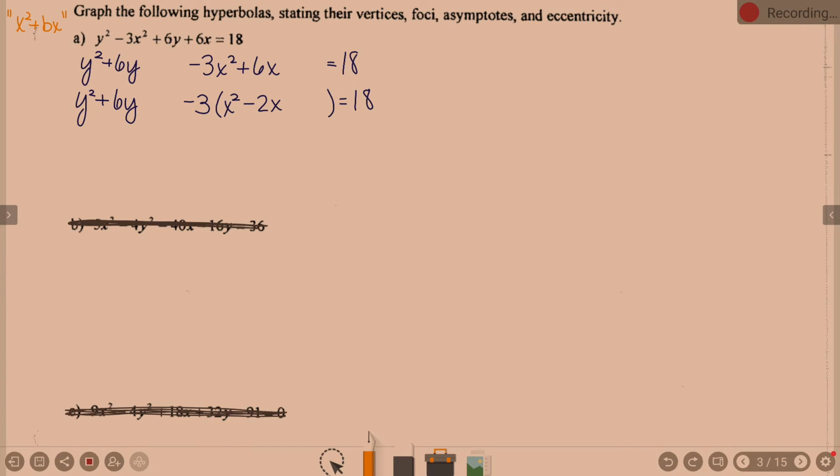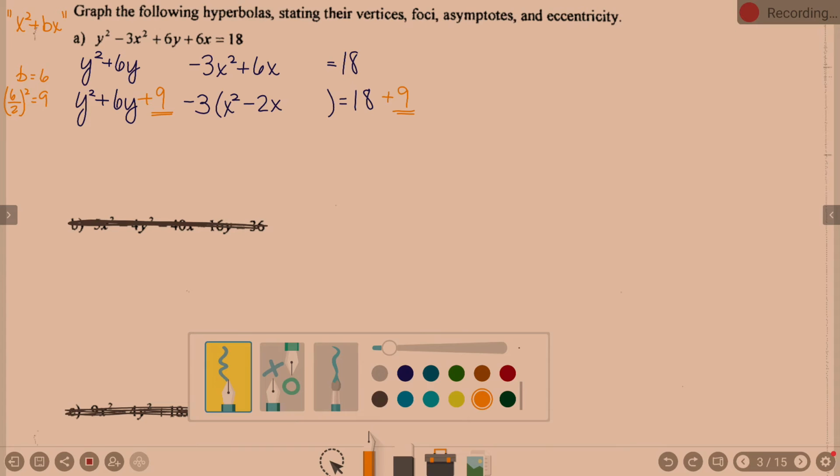Complete the square. What about our y's? B is 6. So 6 divided by 2, quantity squared, is going to be 9. Add 9 on the left. Add 9 on the right. It's not that you have to write down what you're doing off to the side there. I just find it helpful sometimes.